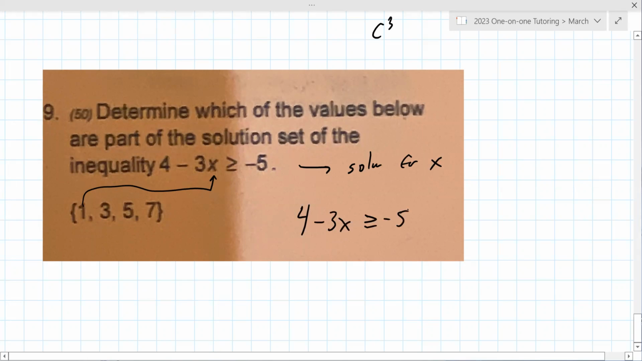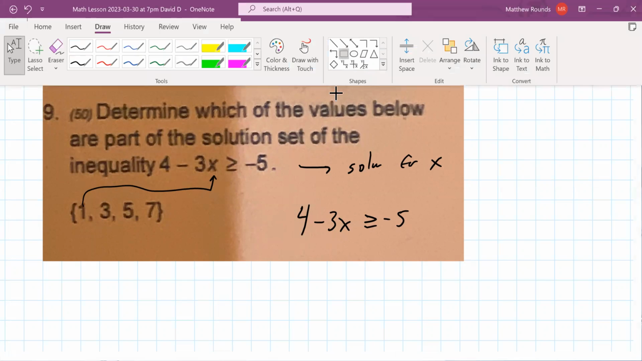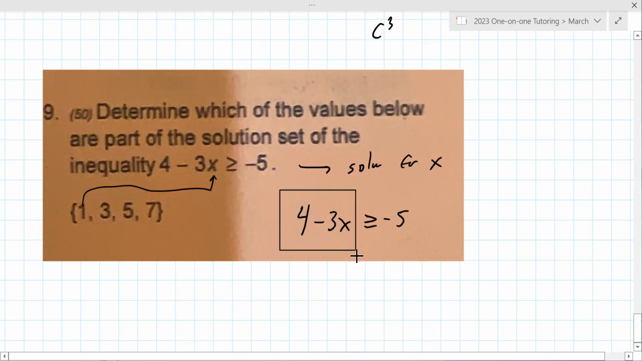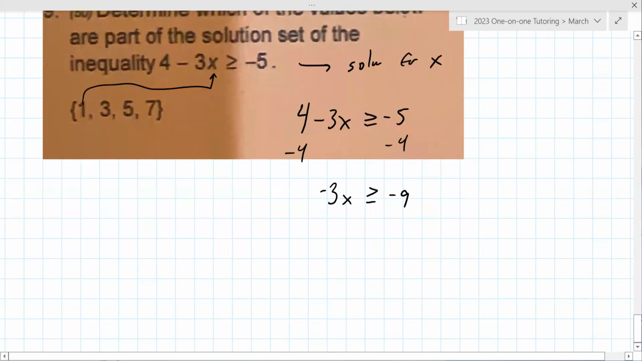All right, so is the 4 positive or negative? Positive. So your focus is on the side with the variable on the left here, and you want to undo 4 by subtracting 4 from both sides. That minus goes with the 3x, minus 3x greater than or equal to -9. What's the next step? How do you undo this right here?